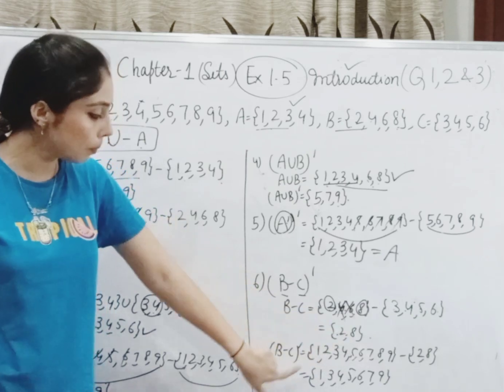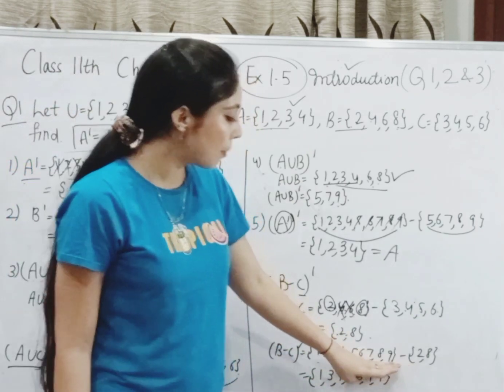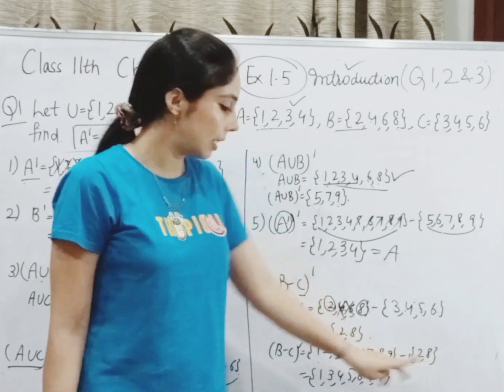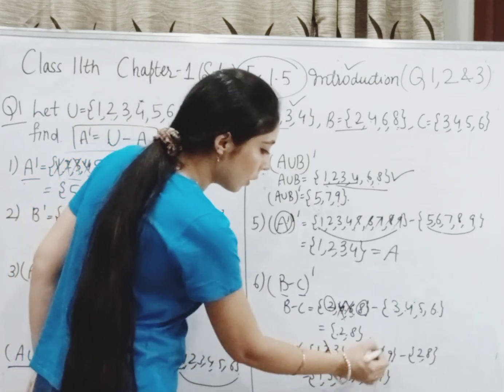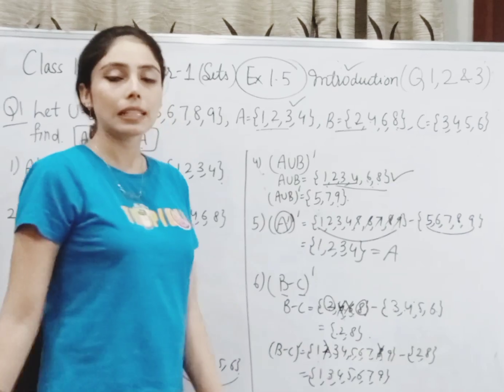We have to find the complement of this. So we will write all the elements of the universal set which don't belong to the difference of B and C. These 2 and 8 will be discarded. We will write 1, 3, 4, 5, 6, 7 and 9.